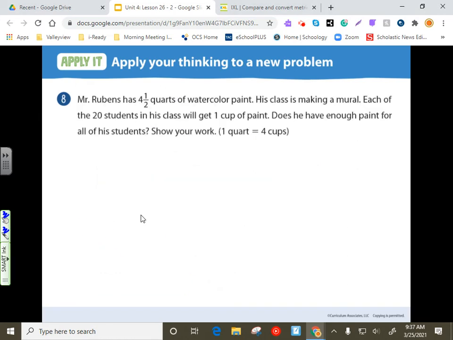Number 8. I took kind of an alternative route with this one in the book. Mr. Rubens has 4.5 quarts of watercolor paint. His class is making a mural. Each of the 20 students in class will get 1 cup of paint. Does he have enough paint for all of his students? I'm not going to bother with this 4.5. I just want to know how much he would need if he had an unlimited amount of paint.